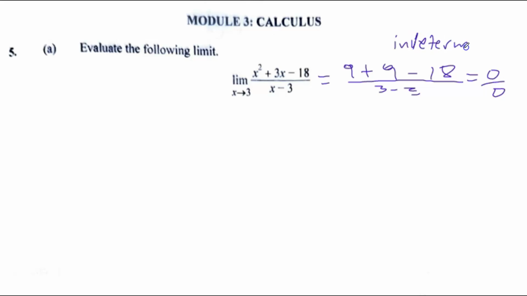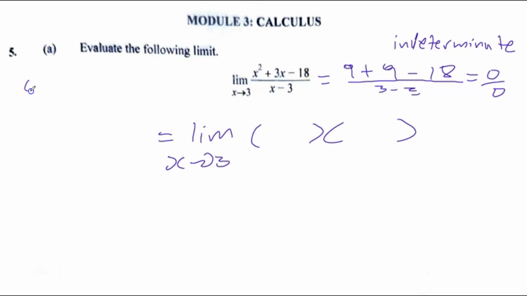So remember, for limits, we don't accept 0 over 0 or infinity over infinity. Alright, so what we can do, when we have a case like this, an indeterminate form, is rewrite the problem by factorizing both the numerator and the denominator. So the numerator, we can think of factorizing the quadratic. Think of two numbers that add to give positive 3 and multiply to give negative 18. Alright, that's positive 6 and negative 3.